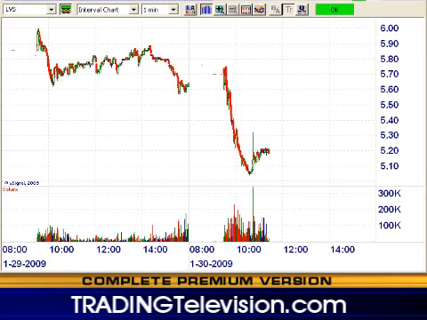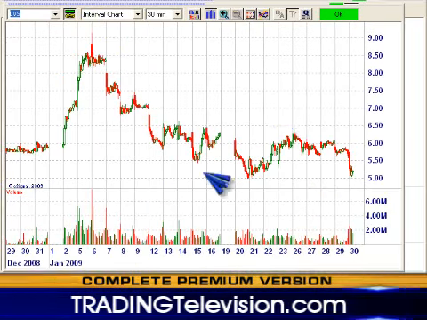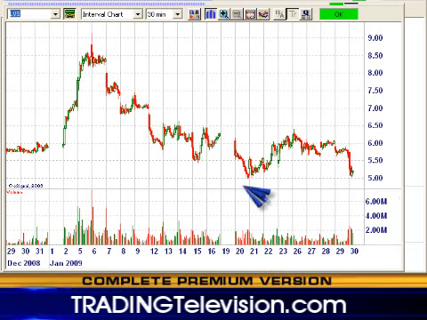Let me pull up a swing trading chart just so you can see yet another piece of the puzzle worth looking at, say, the 25-day chart, and see if we're at or near previous support.